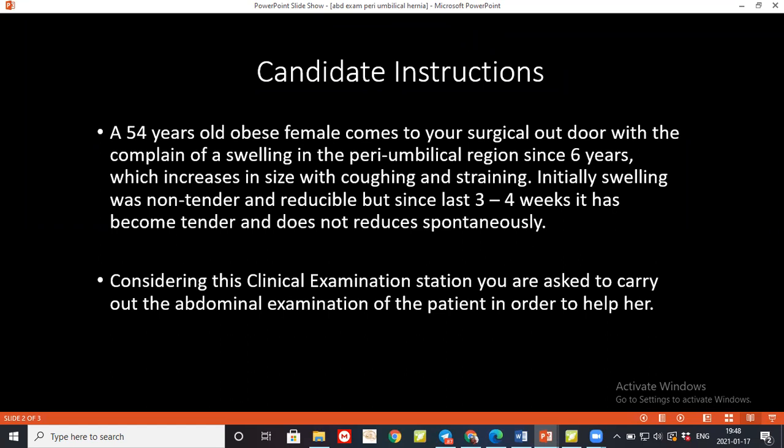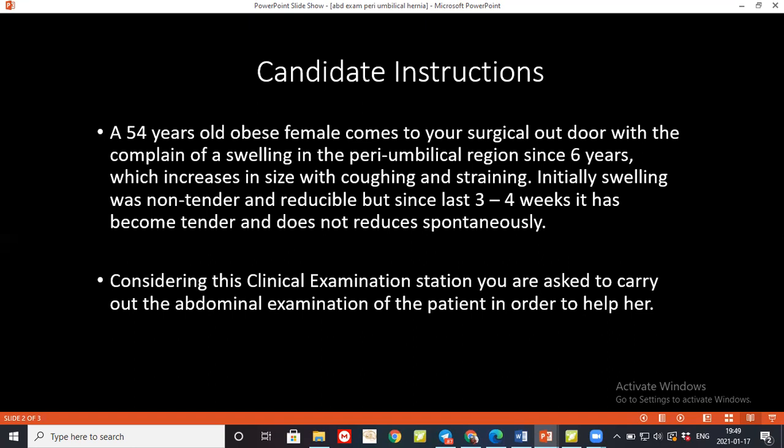Then I will palpate the area deeply to check whether there is pulsation in the swelling or not, and the consistency, which will be dull. Then I will check whether it's reducible or not. Then I will check the size. Then I will check the edges. Then I will also check if the expansile pulsation sign is positive for the swelling.